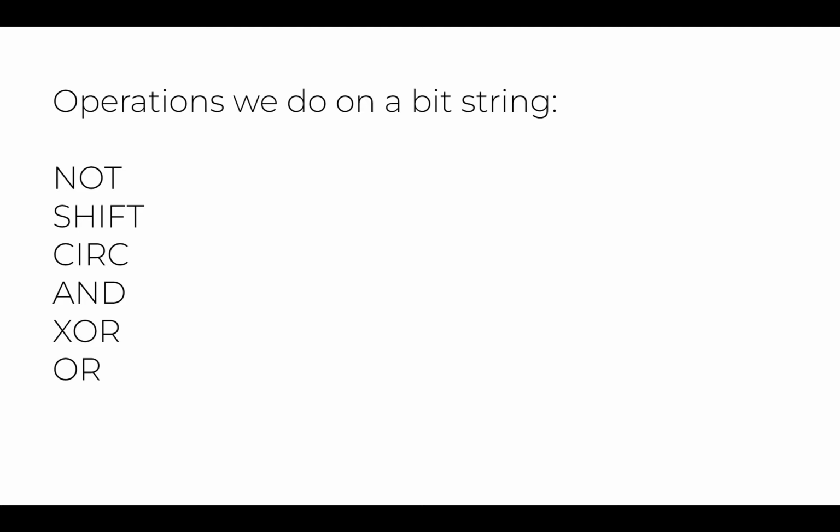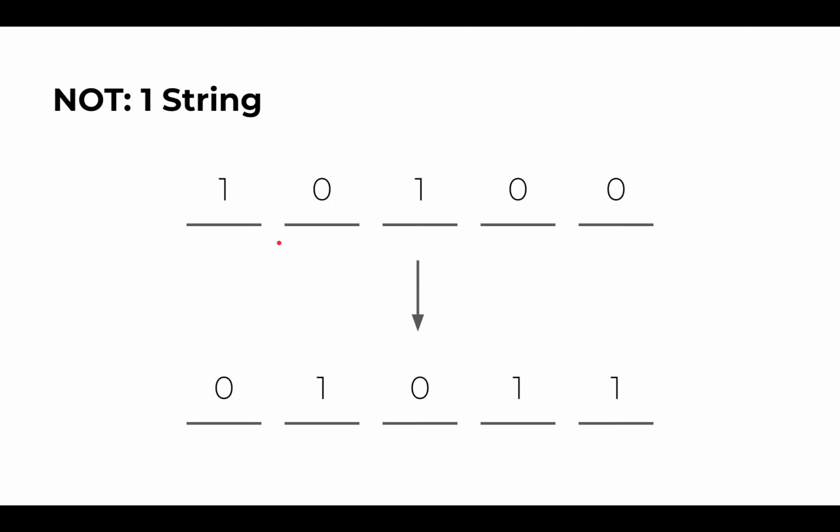Now let's go over exactly what these operations do. The NOT operation is performed on one bit string. It takes one bit string as an argument, and it's a bitwise operator. Effectively, it takes each bit and flips it to the other option. It flips ones into zeros and zeros into ones, and we can see that in this example. The first bit, 1, becomes a 0, this 0 becomes a 1, this 1 becomes a 0, this 0 becomes a 1, and this 0 becomes a 1. So bit by bit, you just flip the values. That's what NOT does.